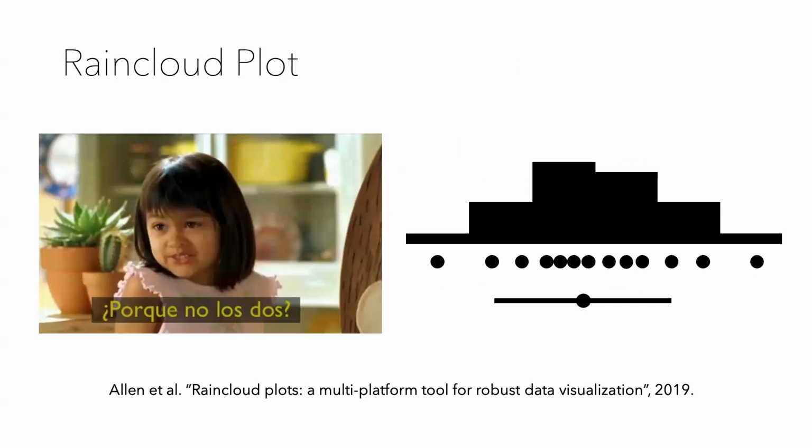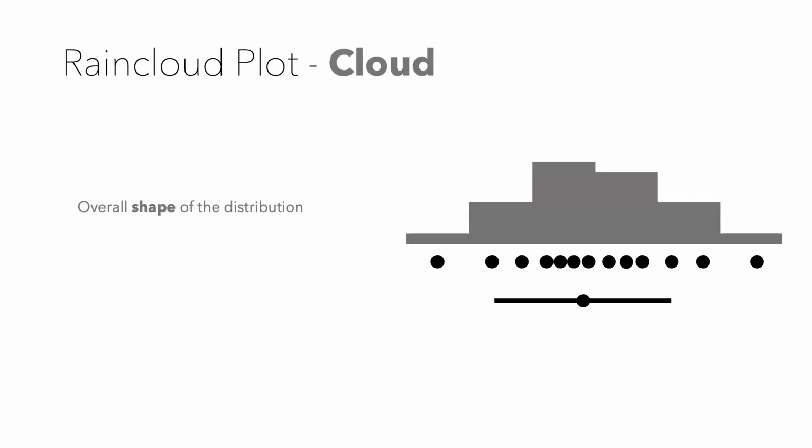So what Allen et al. proposed is a raincloud plot, right? If both of these approaches, raw values and aggregates, have their problems, why not just combine them, right? So in this case, there are three elements. So the three elements of a raincloud plot is one is what I'm calling the cloud, which is some visualization that provides information about the overall shape of the distribution.